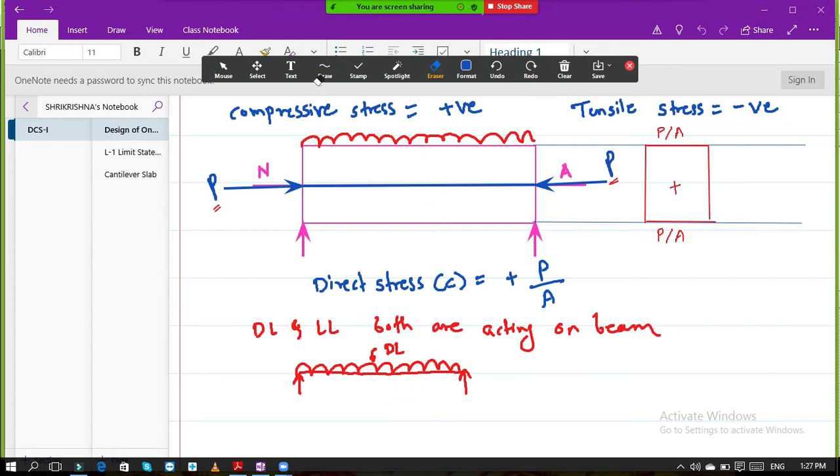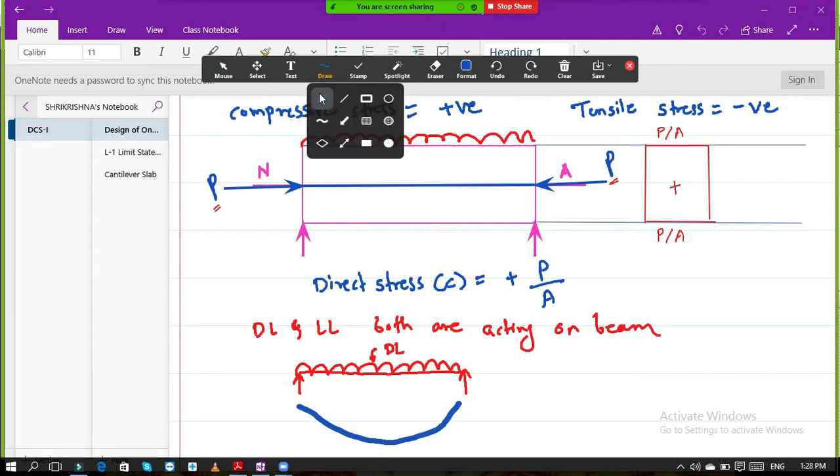I will draw this beam will bend in this direction. Okay, so you can see that your compression is at top. We have already discussed this concept. Compression is at top and tension is at bottom. Okay, so compression is developed at the top fibers, and tension developed at the bottom fibers.